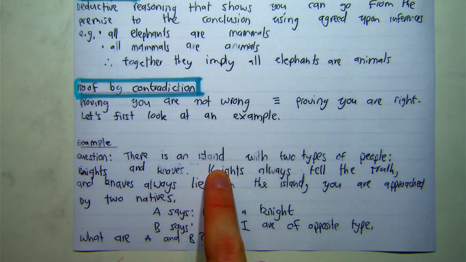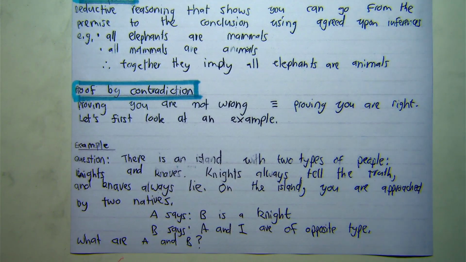There is an island with two types of people, knights and knaves. Knights always tell the truth and knaves always lie. On the island, you are approached by two natives. A says B is a knight. B says A and I are of opposite type. What are A and B?